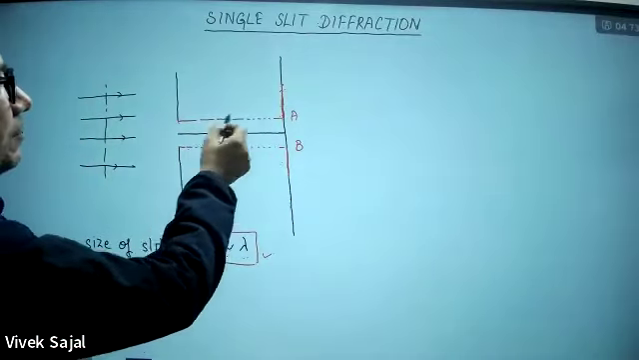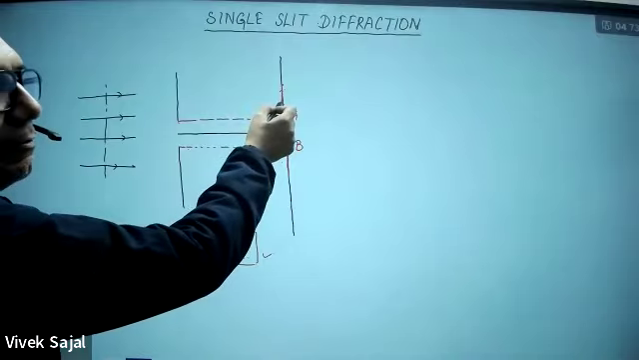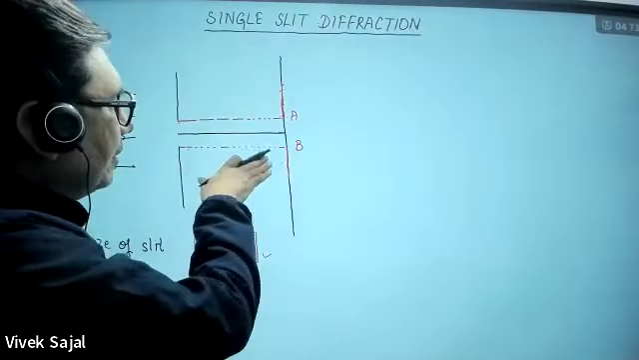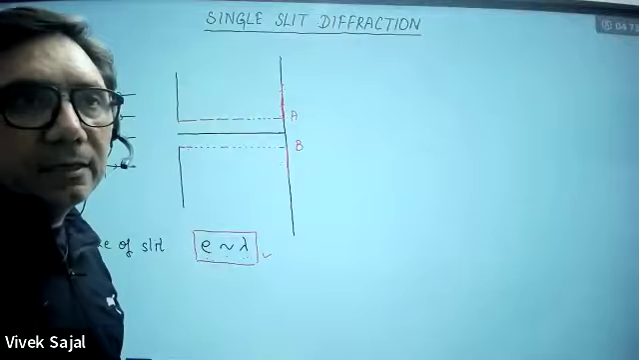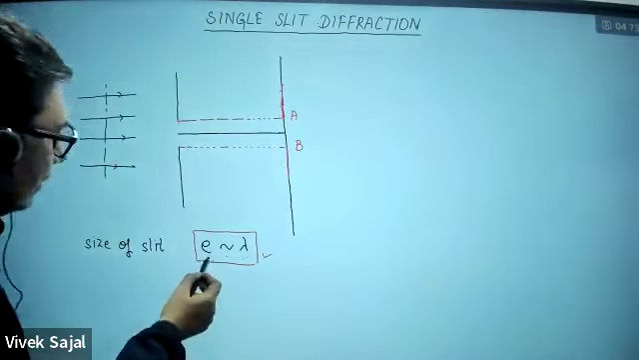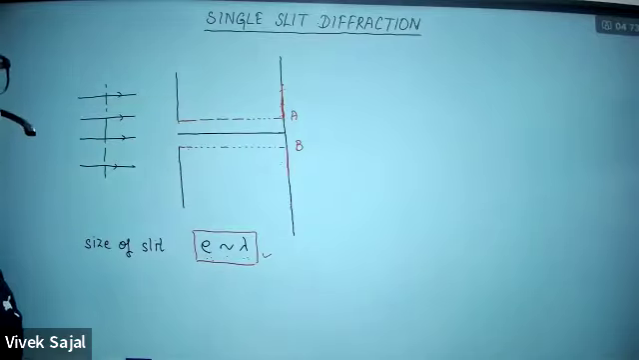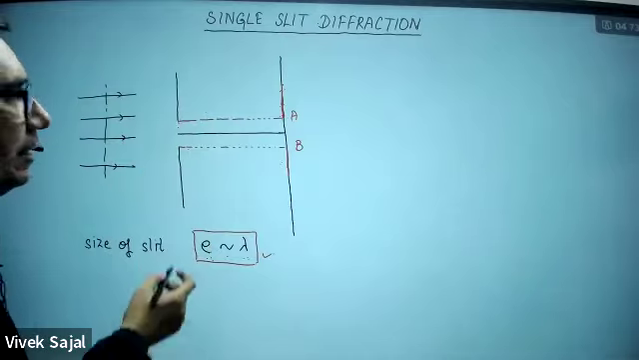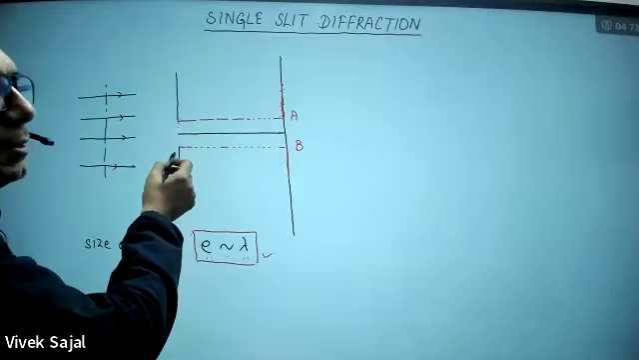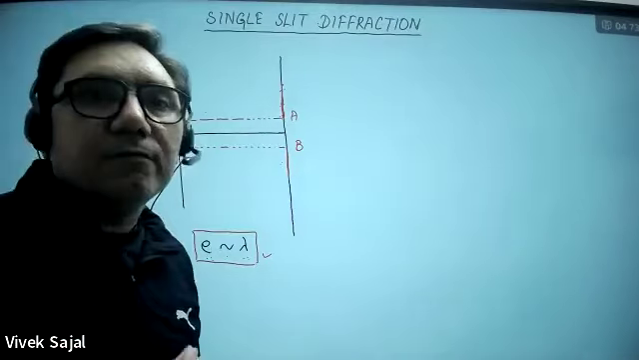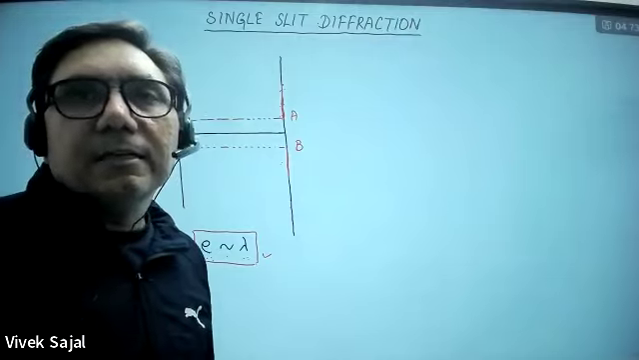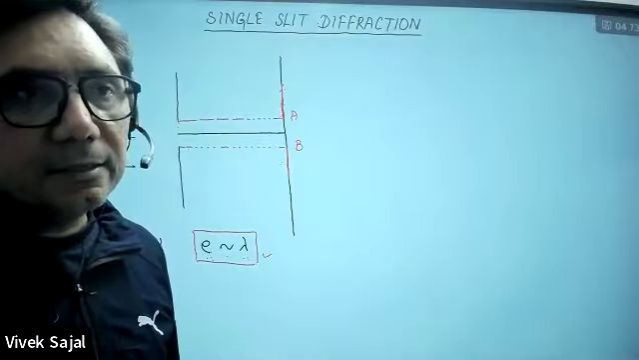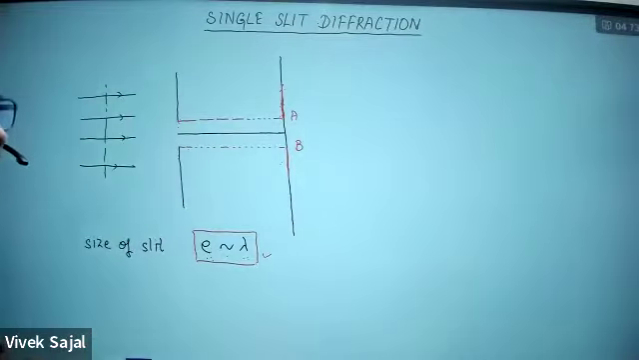But we are observing a pattern here. Light is entering into this forbidden region if the size of the slit is of the order of the wavelength of light. So this bending of light at the aperture or the slit whose size is of the order of the wavelength of light is called diffraction. That is called diffraction.